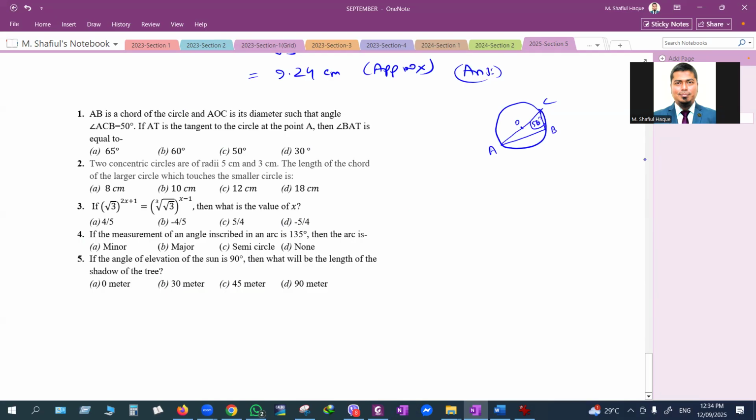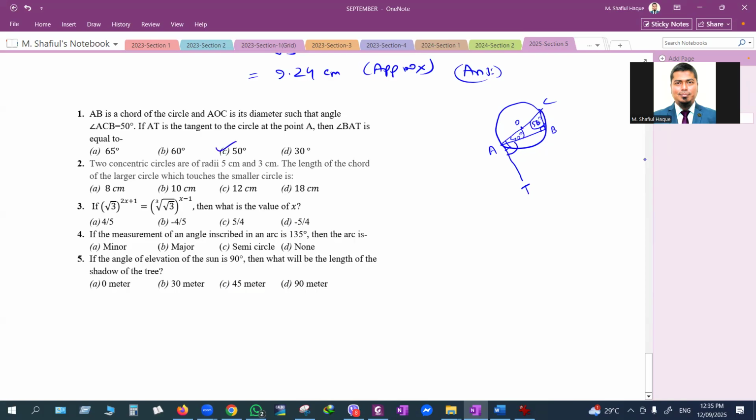If this angle ACB is 50 degrees, and another point is that there is a tangent to the circle at the point A, so this will be 90 degrees. Angle ABC is the semicircular angle, so this is 90 degrees. So this must be 40 degrees, that is BAC is 40 degrees. So this angle BAT, since the whole angle is 90 degrees, is 90 minus 40, that is 50 degrees, which will be the answer.